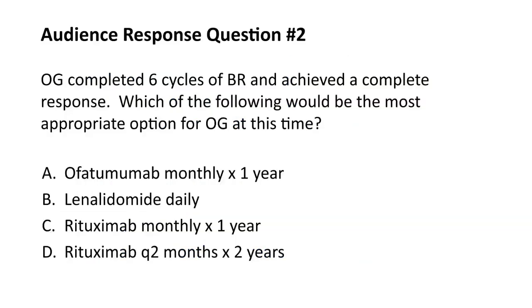So on to our next audience response question. Our patient completed 6 cycles of BR and achieved a complete response. So which of the following is the most appropriate option for the patient at this time? Is it A, ofatumumab monthly for 1 year, B, lenalidomide daily, C, rituximab monthly for 1 year, or D, rituximab every 2 months for 2 years?